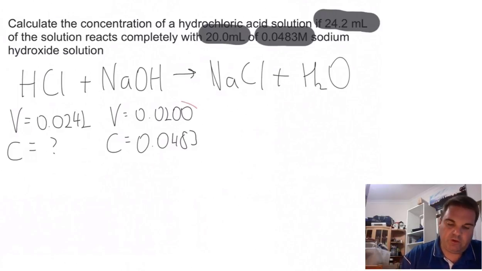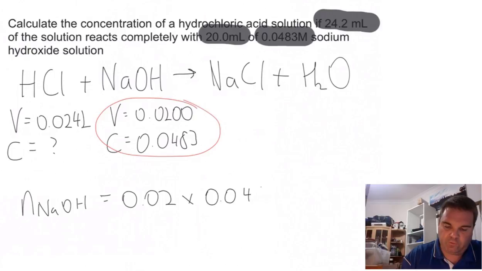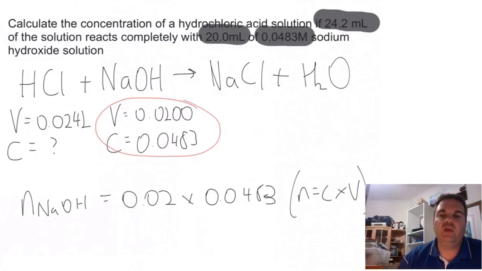What we've got for our known is the one with two values, which is this one here. So number of moles of sodium hydroxide is 0.02, all right, times by our concentration 0.0483. That's using n equals c times v. Okay, so apologies for my handwriting there. It's a little bit late at night, so it's looking a bit dodgy, sorry. So if this was an exam, you'd go through and you actually calculate that value. You don't need to worry about that at the moment.